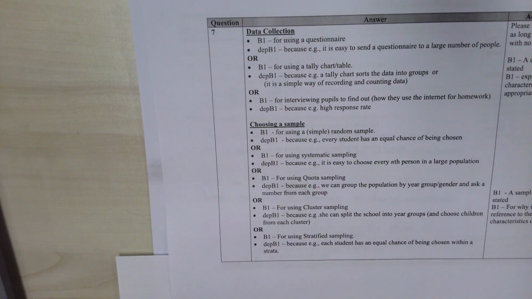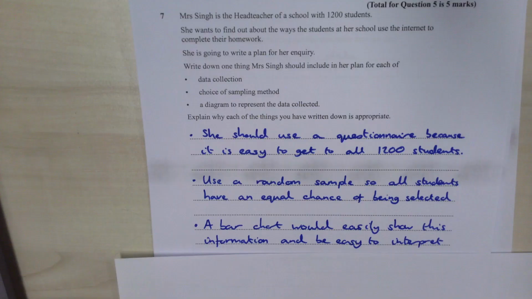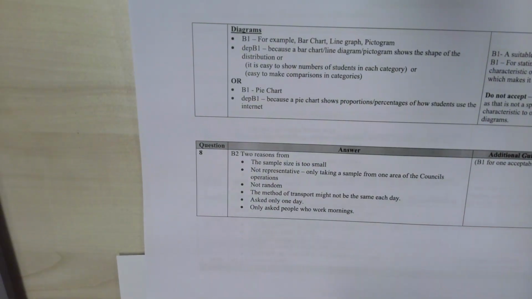One thing to mention on this question is there are lots of possible answers that you could have given. So in data collection, yes, we could have used a questionnaire, as I said, but you can see we could have used a tally chart or a table, we could have interviewed people. In terms of choosing the sample, I said the random sample, but we could have used a systematic sample because it gets every nth person in a large population. We could have used a quota, we could have used a cluster, we could have used a stratified sample. Each of these has their own individual strengths. And then in terms of the diagram, again, I've put the bar chart. We could have used a pie chart as another example of a way of representing this data. So lots of possible answers you could have given here, but you need to give a reason with each of your suggestions.